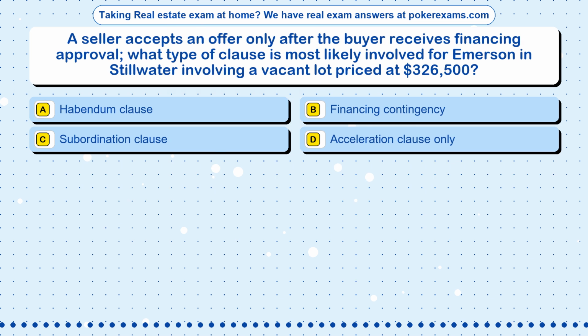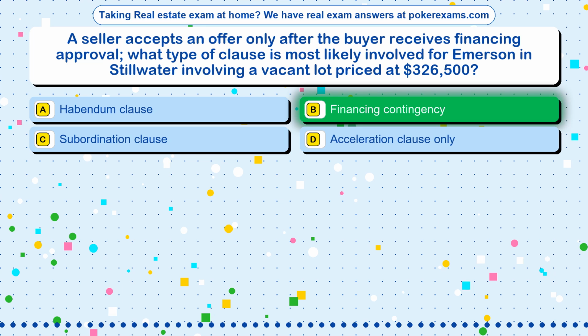Question 10. A seller accepts an offer only after the buyer receives financing approval. What type of clause is most likely involved for Emerson and Stillwater involving a vacant lot priced at $326,500? Option A, habendum clause. Option B, financing contingency. Option C, subordination clause. Option D, acceleration clause only.